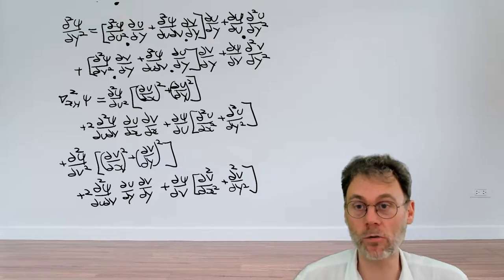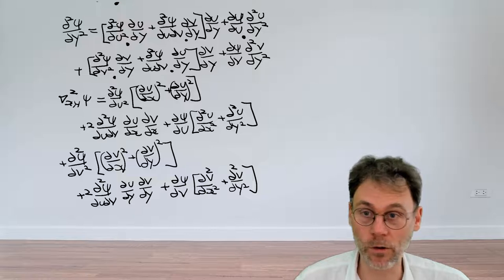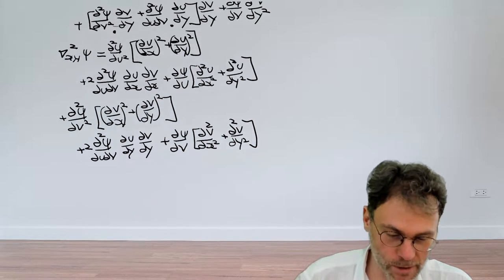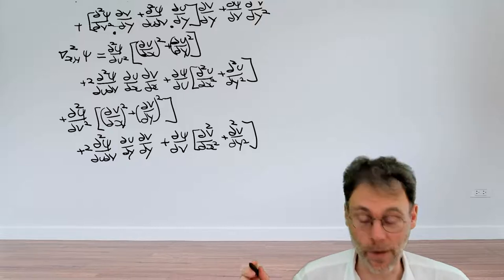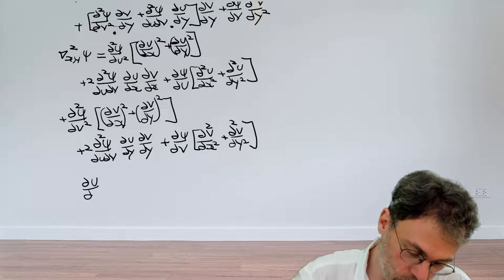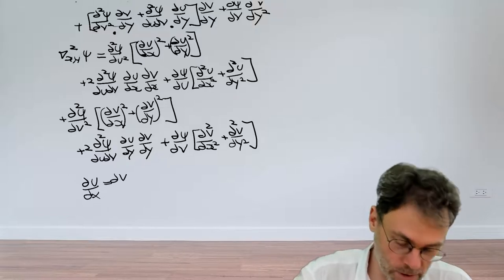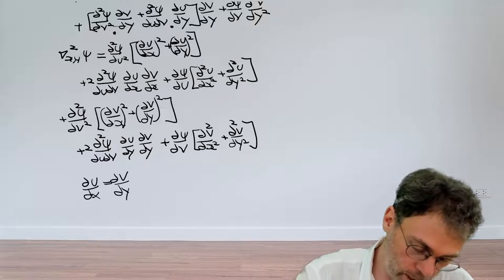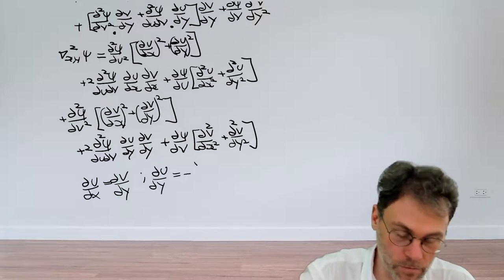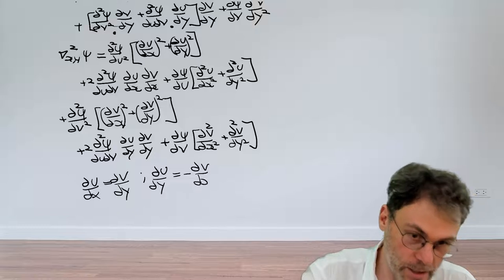Now we can really start to make use of the fact that we're dealing with a holomorphic function, and then we can get rid of lots of terms here, which is always great fun. So remember the Cauchy-Riemann conditions. They tell us that we have du dx equal to dv dy and du dy equal to minus dv dx.